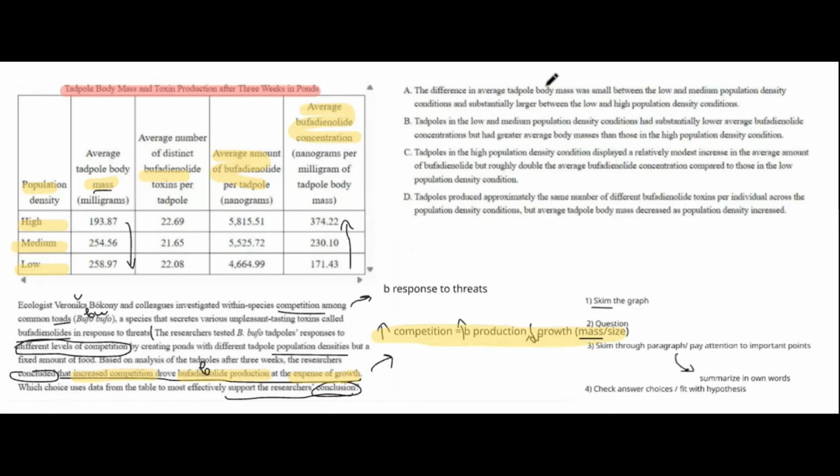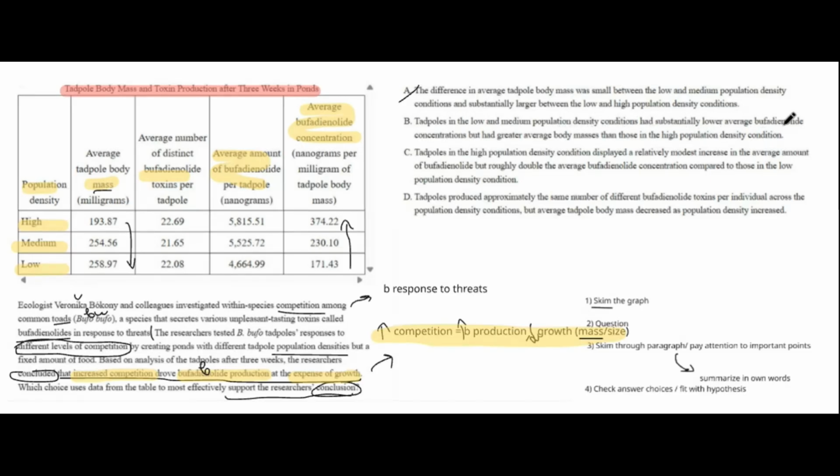The difference in average tadpole body mass was small between the low and medium population density conditions, and substantially larger between the low and high population density conditions. Now, in this answer choice, it does talk about mass or growth and population density conditions. However, what isn't mentioned is B production, which is important if we want to prove that with competition, B is going to rise. So since B isn't mentioned, answer choice A is automatically wrong.